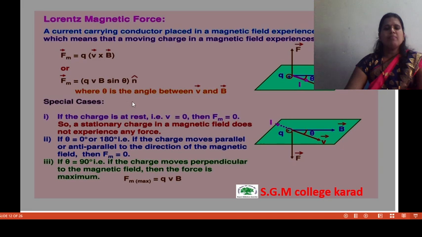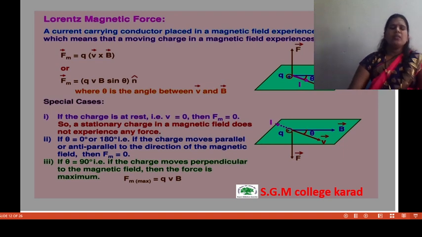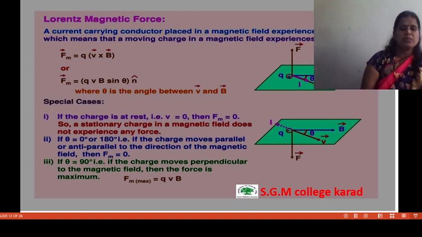V means the velocity of the particle and B means the magnetic field. There are three special cases. If the charge is at rest, that means velocity is 0, then the magnetic force is also 0, since sin 0 is 0. So a stationary charge does not experience any force in a magnetic field.